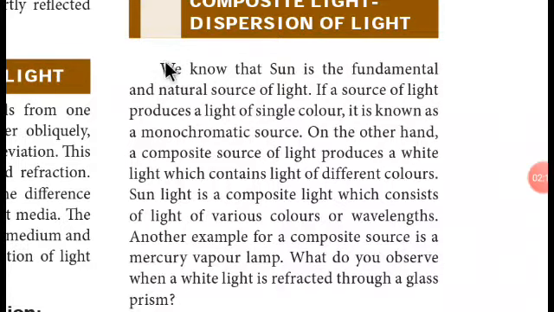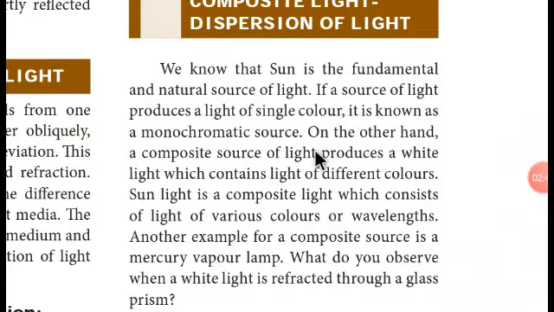Okay, so we are starting with the paragraph. We know that the sun is the fundamental and natural source of light. Yeah, we all know that the sun is the fundamental source of light. It is giving heat, light, and everything. Life on earth exists due to the sun. If no sun, no life on earth. Then if a source of light produces light of a single color, it is known as a monochromatic source.